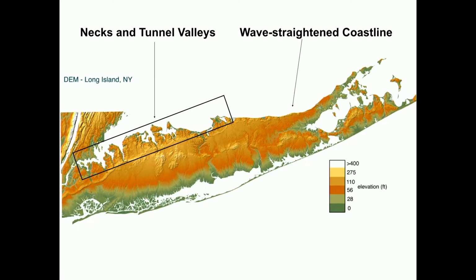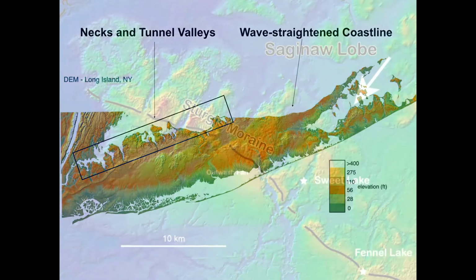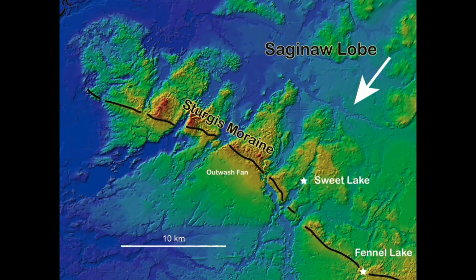So these necks and bays are pretty unusual features. Turns out they're not really that unusual. If you look at other regions of the United States that hosted glaciers at the end of the last ice age, you can find similar features. So this is the Sturgis moraine, which is right on the border of Indiana and Michigan. And this is a digital elevation model, so the blue is not water. The blue is simply lower elevation. Green is mid-elevation, and then the yellows and oranges and reds are the high elevations.